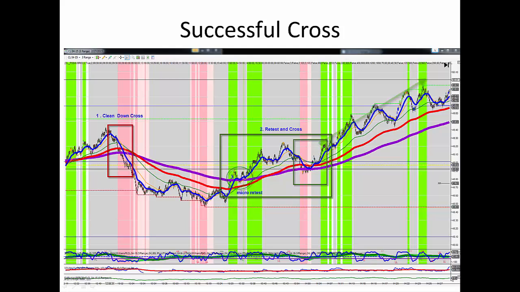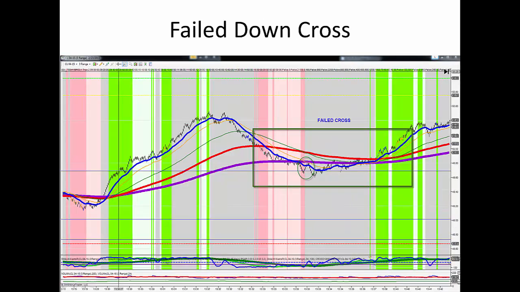Well, you probably remember that we were talking about three possible scenarios or possibilities. The clean cross, the cross and retest, and the third one is this one. Let me move the slide. Is a failure. So a fail down cross. In this example we are watching right now, there was an attempt of crossing the 450 moving average. This is 450, and this is an attempt to cross down.